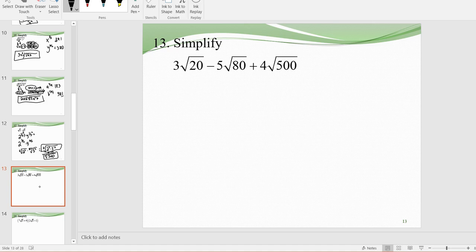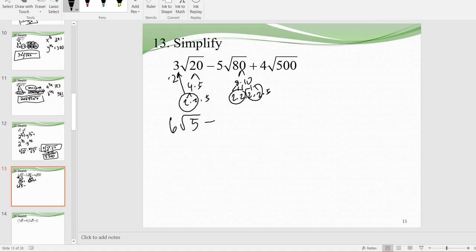3 square root of 20, minus 5 square root of 80, plus 4 square root of 500. Currently, I cannot combine these. They are not the same radical. But 20 is the same thing as 4 times 5, or 2 times 2 times 5. So that means a 2 comes out, multiplies with the 3, so we have 6 square root of 5. 80 is what? 8 times 10, 2 times 2 times 2, times 2 times 5. 2 pair of 2's come out, so really it's like a 4 coming out. 5 times 4, that's minus 20 square root of 5, plus, what is this?